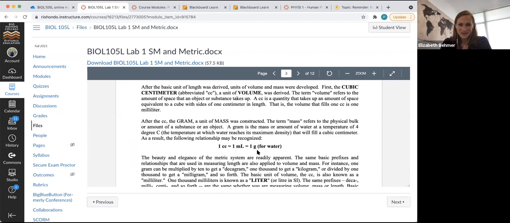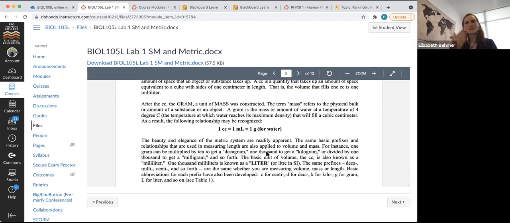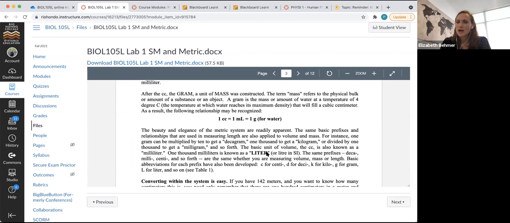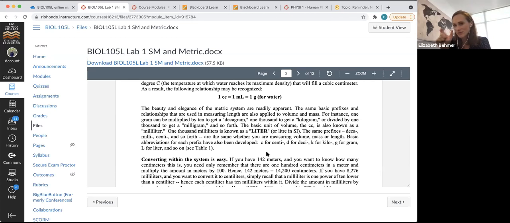So I know we might be kind of confused, but I'm going to keep going, and then feel free to watch those videos after we're done with class. But the beauty and elegance of the metric system are readily apparent. The same basic prefixes and relationships that are used in measuring length are also applied to volume and mass. So for instance, 1 gram, which is the basic unit for weight, can be multiplied by 10 to get a decagram, or 1,000 to get a kilogram, or if you divide by 1,000, you'll get a milligram, and so forth. And the basic unit of volume is a liter. 1,000 milliliters is a liter, and the same prefixes apply.